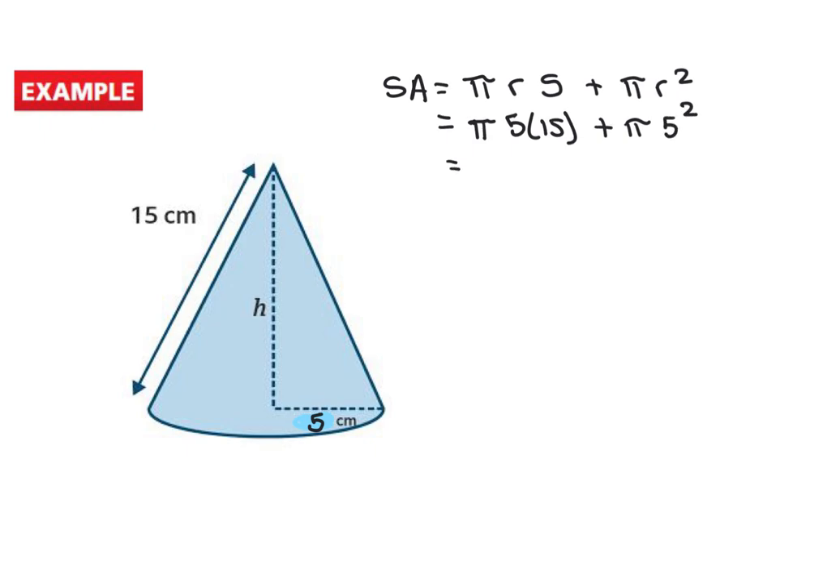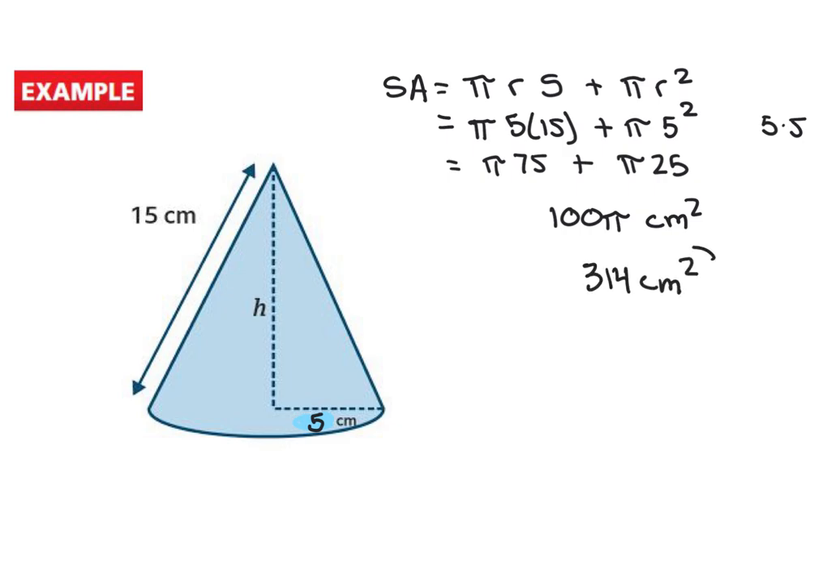So 5 times 15 is 75. 5 squared, that's 5 times 5, so that's 25. So we end up with 100 pi centimeters squared. And 3.14 times 100 is 314 centimeters squared.